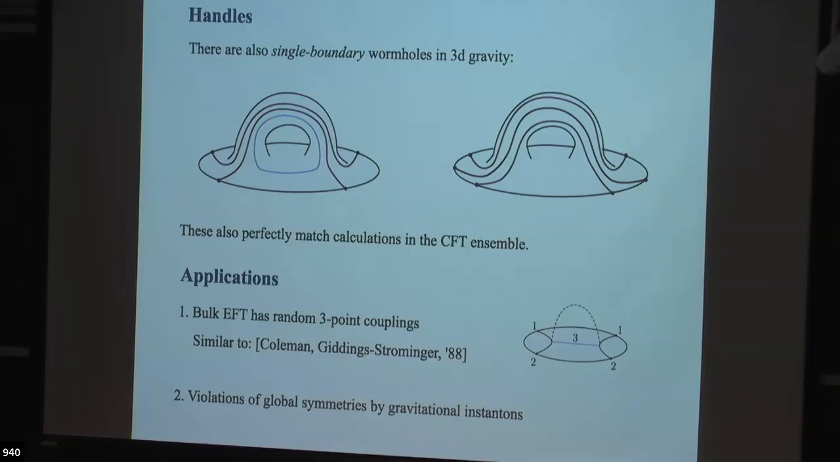These handle wormholes have some interesting implications. There's this old work of Coleman and Giddings-Strominger arguing that when you have wormholes like this, it induces random coupling constants in the bulk effective field theory. And we do see an effect like this occurring from these wormholes. You can calculate the contribution of these to the bulk effective theory, and there's basically a random three-point function in the bulk.